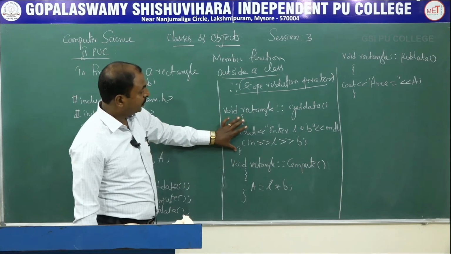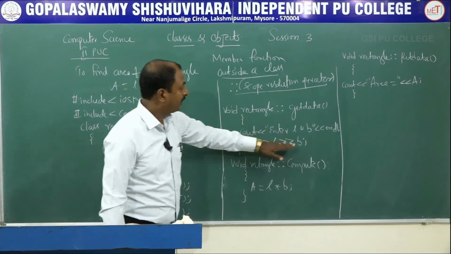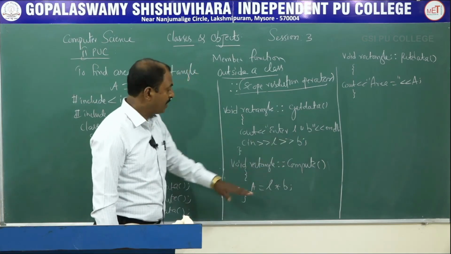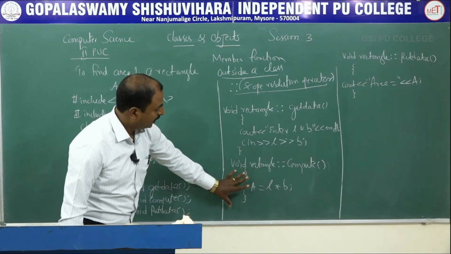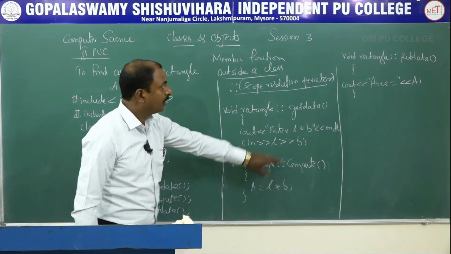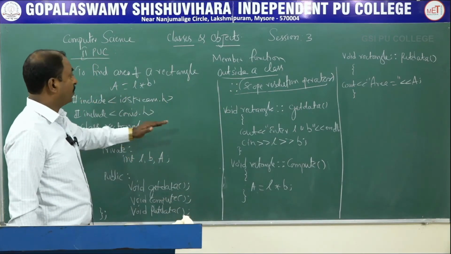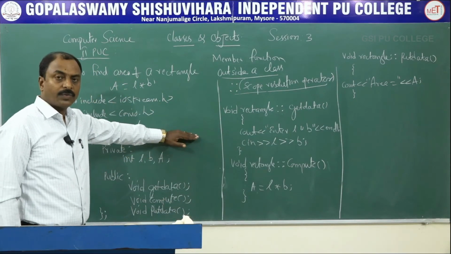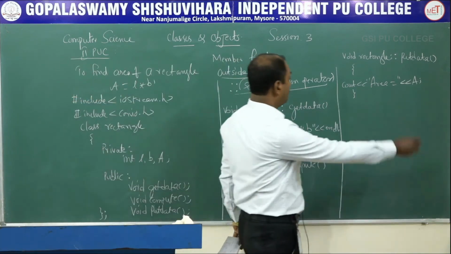Then inside this, as usual, we write the statements. This is for entering the values of L and B, and after closing this, one more function definition. This is for calculation, and one more function. Now again, this program is incomplete because we are supposed to write the main function. Now let us write the main function.